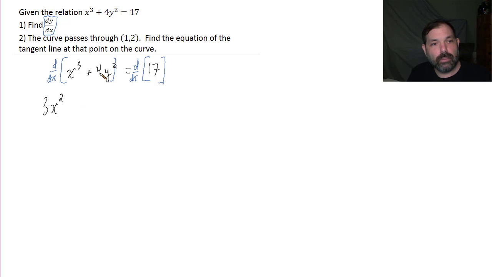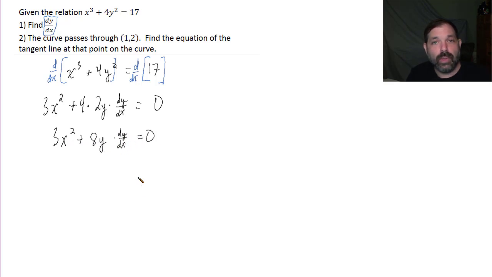The derivative with respect to x of 4y squared would be 4 times 2y times dy dx. D by dx of 17, 17 is a constant, 0. So I now have 3x squared plus 8y dy dx is 0.